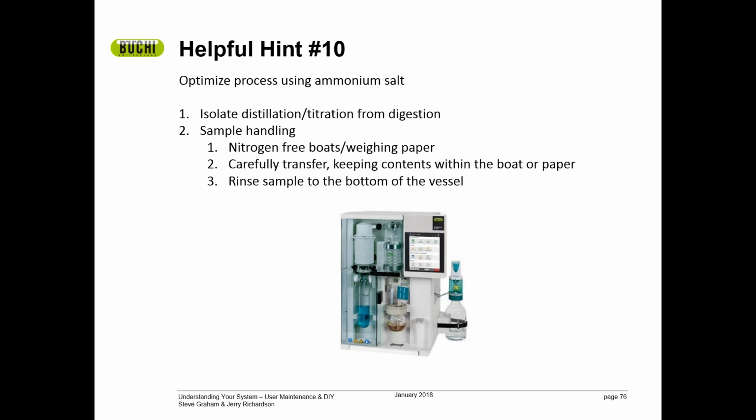Okay, another helpful hint on this, to optimize your process. It's really important to use verification substances to optimize your process. That way we can isolate the distillation process from the digestion process. We can also take a look at your laboratory practices, making sure that you have nitrogen-free boats to weigh into, and how you transfer the sample to the system, and rinsing that sample down into the sample tube after you've transferred it.